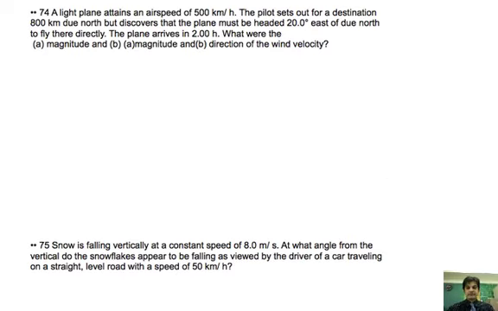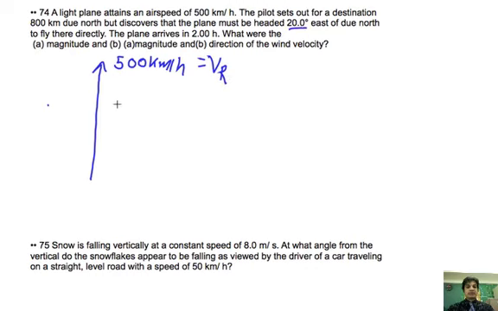Now, let's see. Next problem. We have a light plane. It has an airspeed of 500 kilometers per hour, and we want to go... So this is what the plane does. So it goes 500 kilometers per hour due north. So this is what the plane actually does.